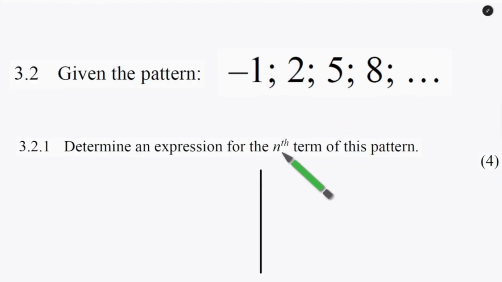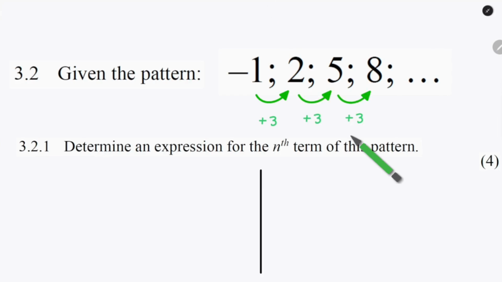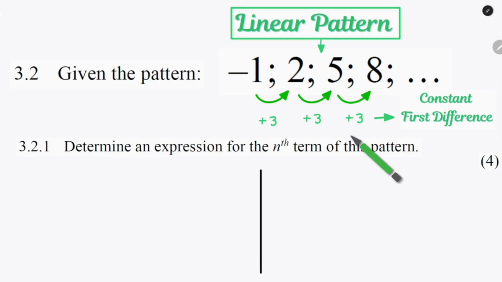In question 3.2, we need to assess what type of pattern we have so that we can get the nth term for this pattern. So let's have a look at what's going on with this pattern. We can see I add 3 to get from -1 to 2. Add 3 again. Add 3 again. So it's got a constant first difference, which tells us that this is a linear pattern.